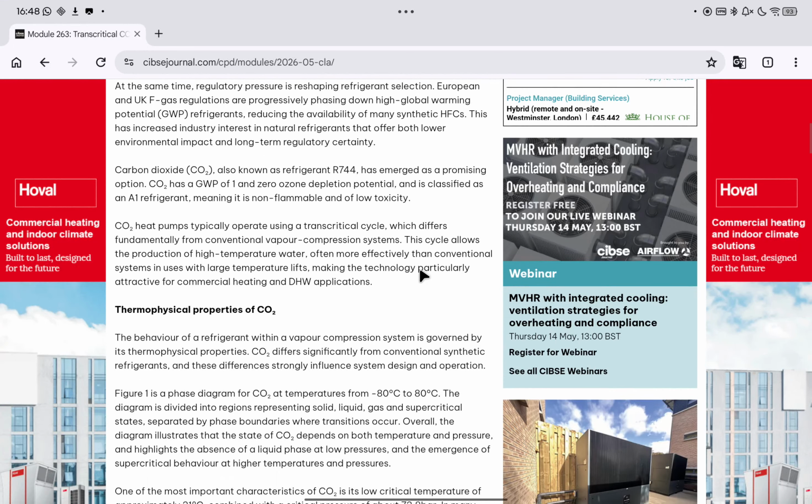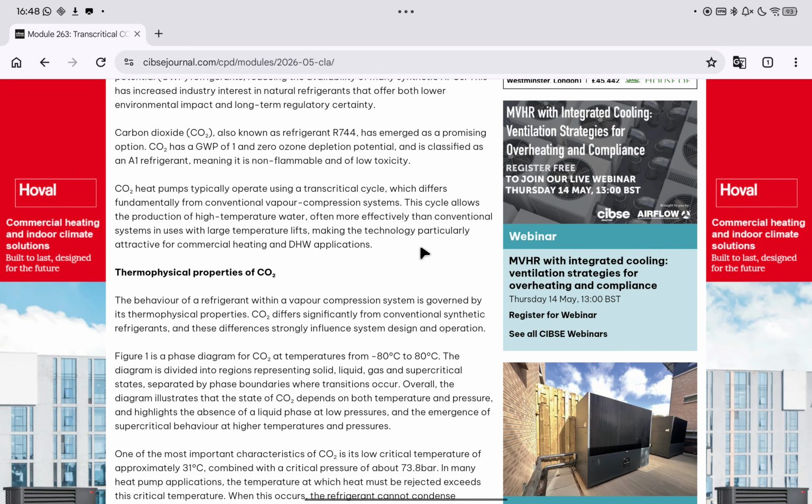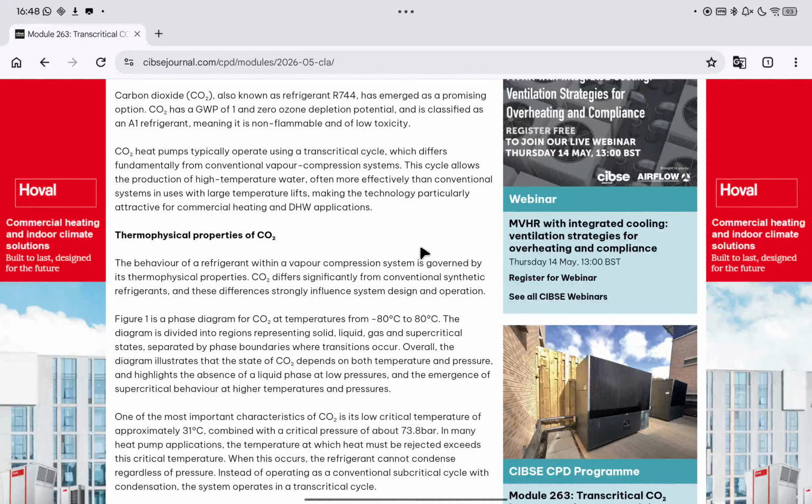Thermophysical properties of CO₂. The behavior of a refrigerant within a vapor compression system is governed by the thermophysical properties. CO₂ differs significantly from conventional synthetic refrigerants, and these differences strongly influence system design and operation. Figure 1 is a phase diagram for CO₂ at temperatures from -80°C to 80°C.